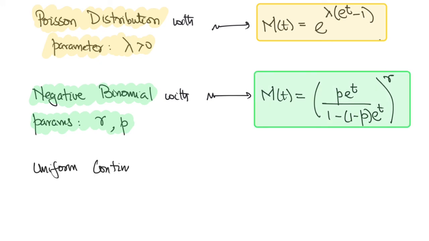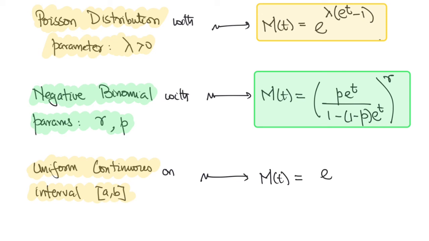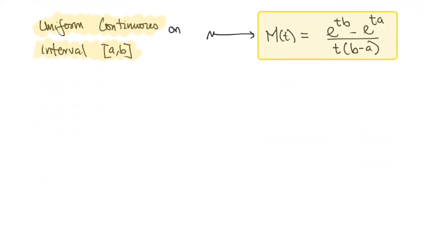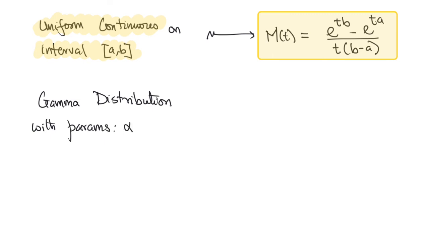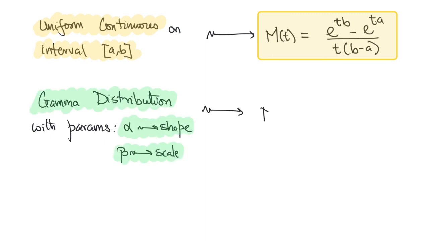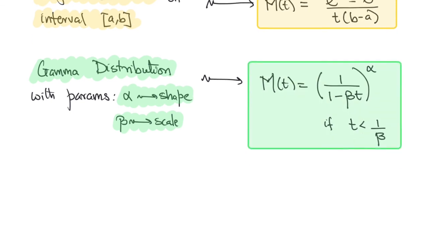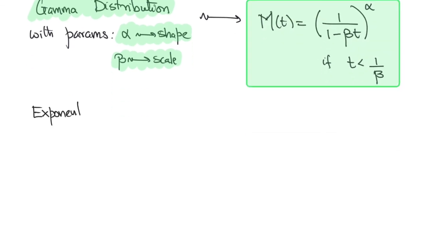The uniform continuous distribution over the interval (a, b) has the moment generating function given by (e to the t times b minus e to the t times a) divided by t times (b minus a). The gamma distribution with parameters alpha, the shape parameter, and beta, the scale parameter, has the moment generating function given by 1 over (1 minus beta t), the whole raised to alpha, and this will be true when t is less than 1 over beta.